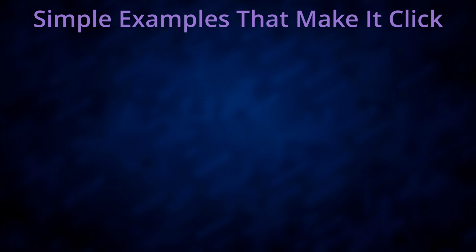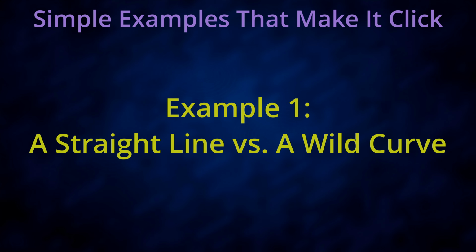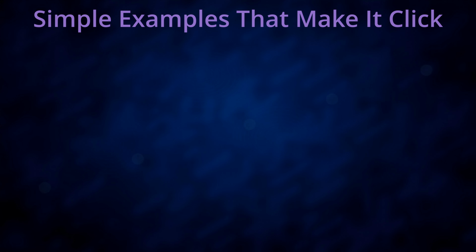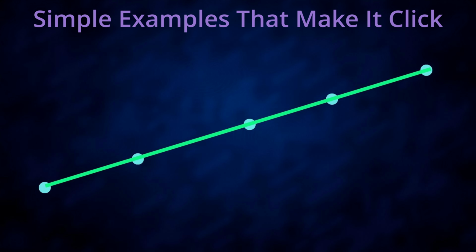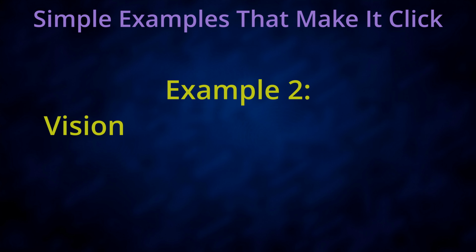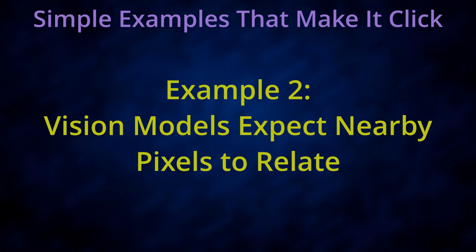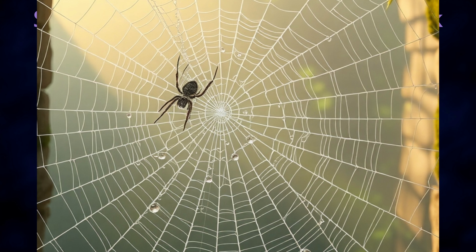Simple examples that make it click. Give an AI 5 points on a graph. An unconstrained model could draw millions of curves through them. But a model with a preference for simplicity will choose a straight line. That preference? Inductive bias. Your phone's AI doesn't randomly connect one pixel to a pixel 500 pixels away. It assumes locality, that nearby pixels matter more. That assumption? Inductive bias.